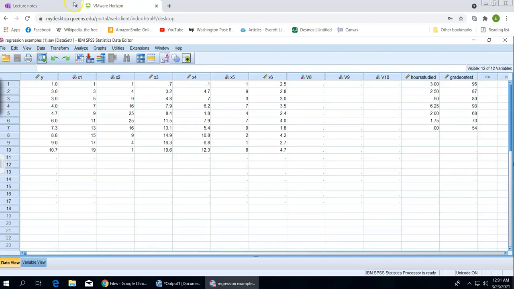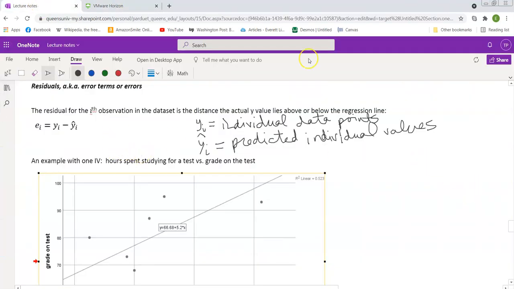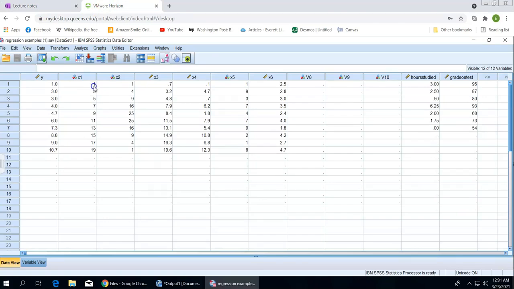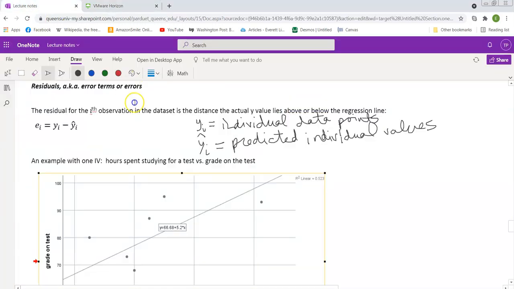So if I were to plug in x1 equals 1, x2 equals 1, x3 equals 0.7, x4 equals 0.1, x5 equals 1, and x6 equals 2.5 into that regression equation, the result would be y hat 1. So the residuals are the difference between each individual data point and its predicted value.